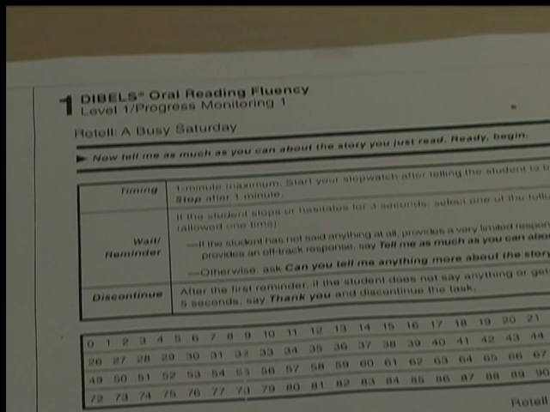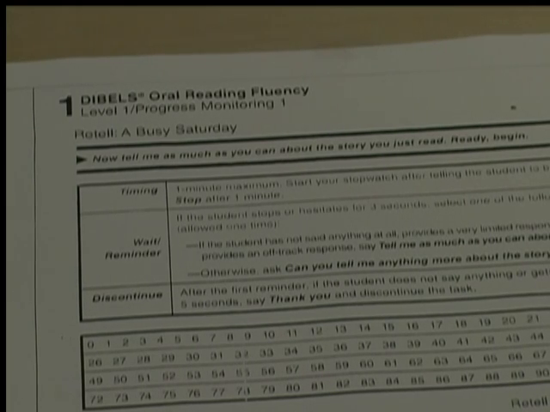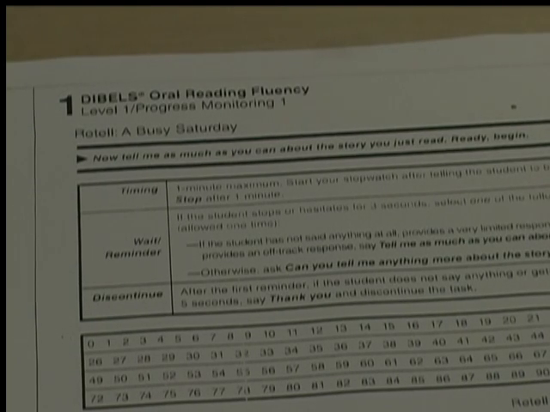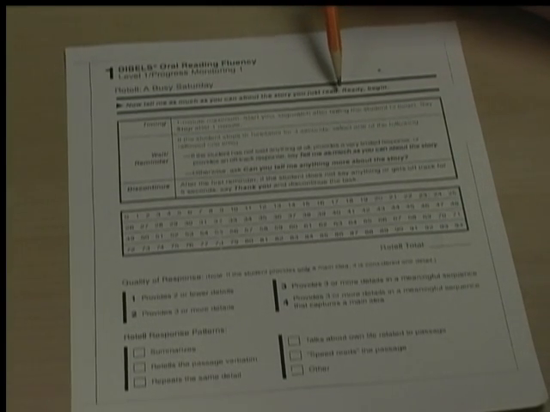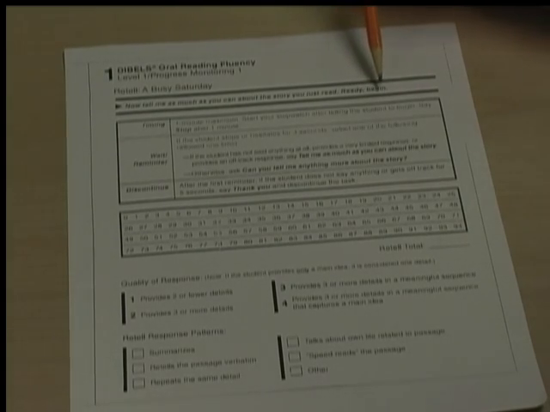Now let's administer the DIBELS Oral Reading Fluency retell portion. The directions for this administration can be located in your DIBELS Next Teacher Assessment Manual and also in the Student Response Booklet. Students have 1 minute to complete this retell. Now, tell me as much as you can about the story you just read. Ready? Begin.